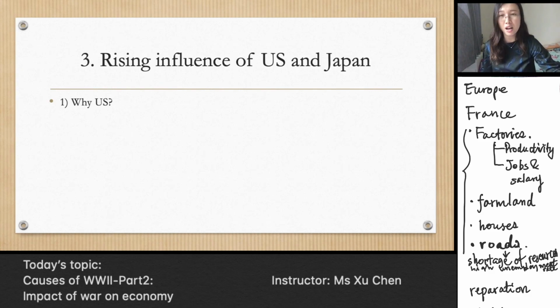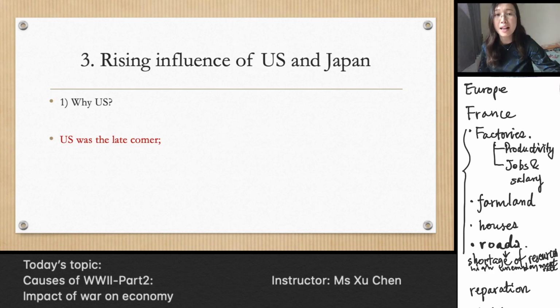So since they were the largest creditor, that is the reason why they have a rising influence. But more importantly, the US was the latecomer. Why? The First World War started in 1914, but when did the US join the war? Actually, they declared war in 1917, but they spent around half a year on mobilization, and they didn't really send their troops until 1918. So actually they only fought in the First World War for less than a year. So of course they have to pay less.